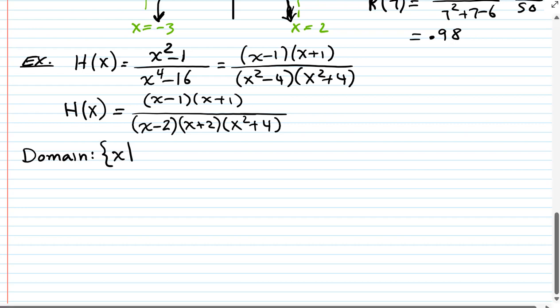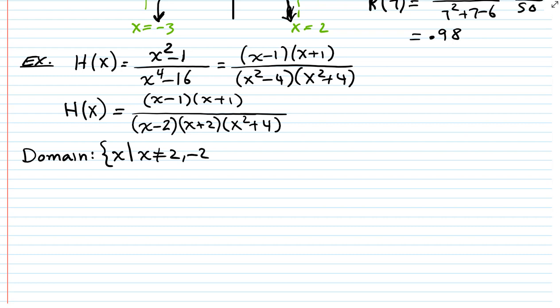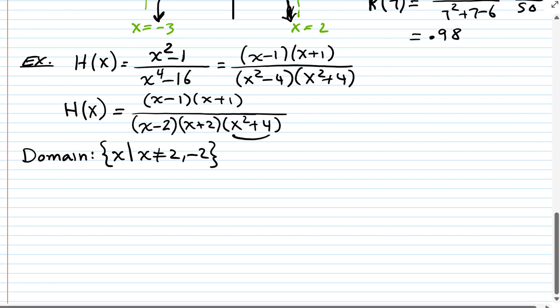Domain is all x, so that x cannot be 2 or negative 2. Note again, x squared plus 4 will never be 0. So it doesn't matter what you put in, you square plus 4, there's no way that can be 0. That would be the domain: anything but 2 and negative 2.